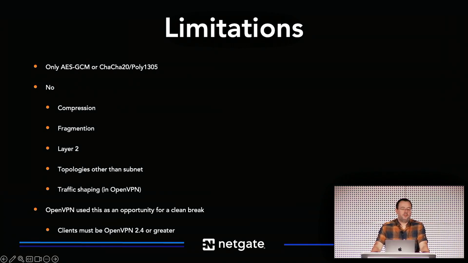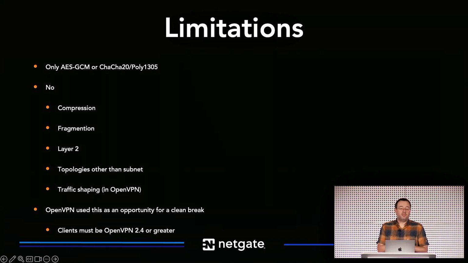They've also removed stuff like compression support, fragmentation support, layer 2 support. So if you're using DCO, you must route. You can't transmit Ethernet packets over it. You can only do subnet topologies. You can no longer do traffic shaping within OpenVPN. This isn't actually so much of a loss because you get a specific network interface for OpenVPN. You can use whatever traffic shaping your kernel offers to still do traffic shaping, the way that you would do traffic shaping for any other traffic. So that's fine.